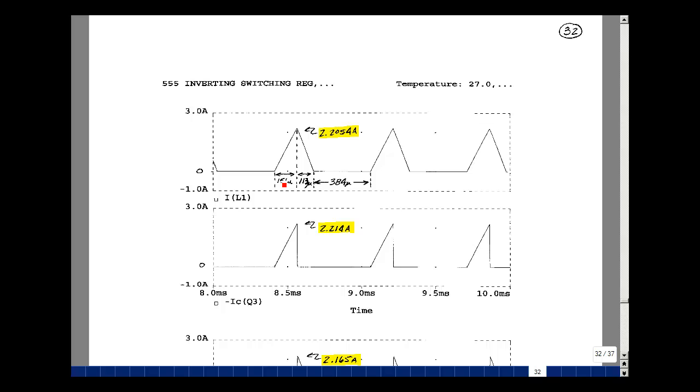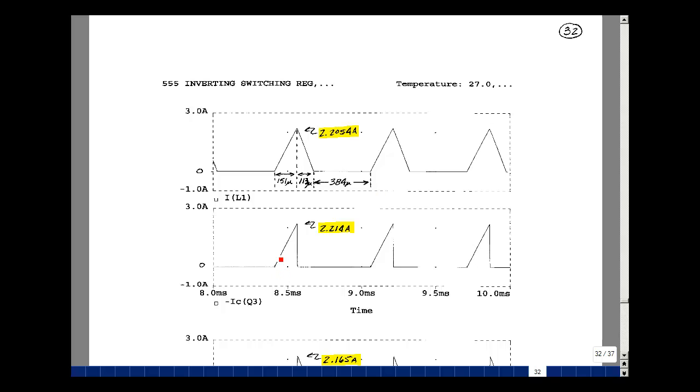So our inductor current does look like a triangle. Peak here is 2.2 amps. Width here for T1 is 151 microseconds, and then integrating down, it's 113 microseconds, and then the remainder of this part of the cycle is 384. So the total period is the adding of those together.